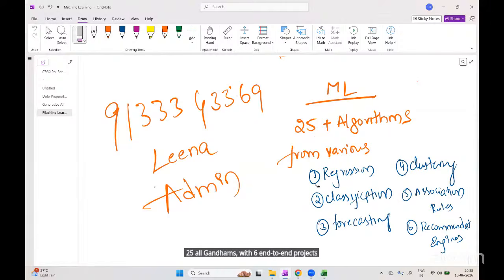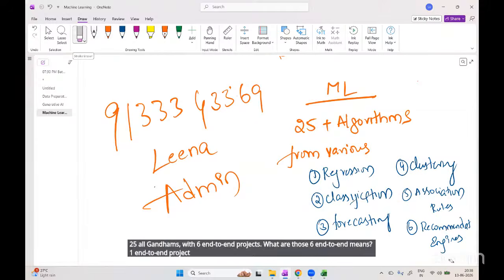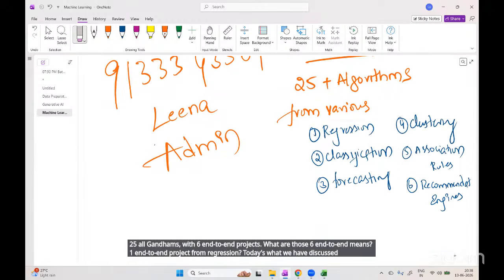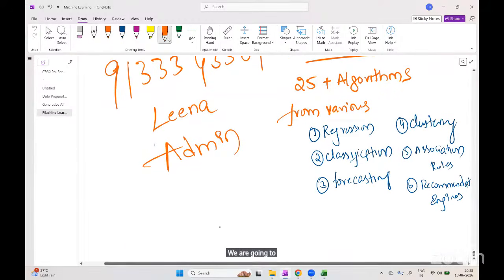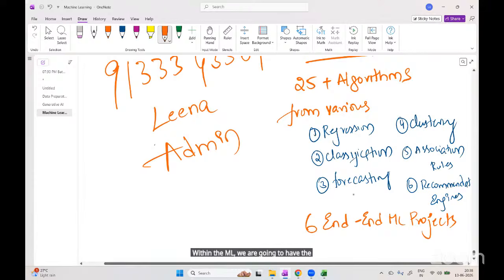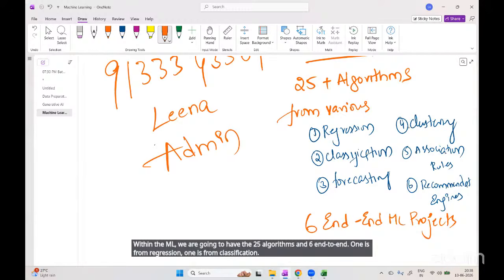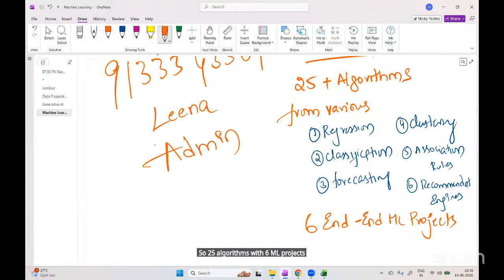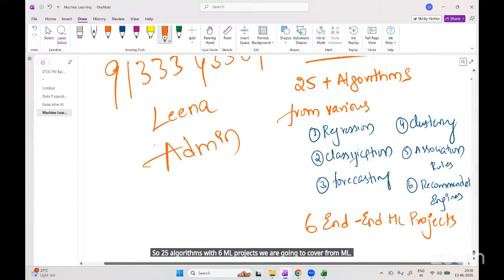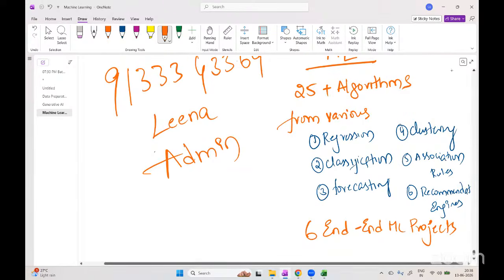What do those 6 end-to-end mean? One end-to-end project from regression. What we have discussed today is an example. We are going to cover 6 end-to-end ML projects. Within the ML, we are going to have 25 algorithms and 6 end-to-end projects. One is from regression, one from classification, one from forecasting, clustering, association, and recommendation. So 25 algorithms with 6 ML projects we are going to cover from ML. Is that clear?